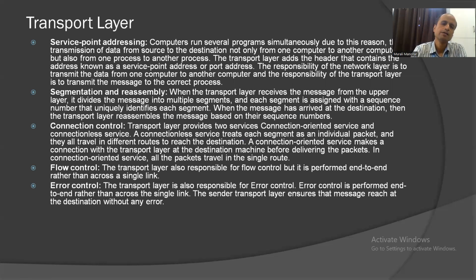First thing, on a computer, multiple processes can be generated at the same time, and different processes can be responsible for transmission of different data. Then how will our source computer transfer data to the destination computer? It's okay if the source computer is just transferring data to the destination machine, but in that case, how will the destination machine decide which data is from which process?